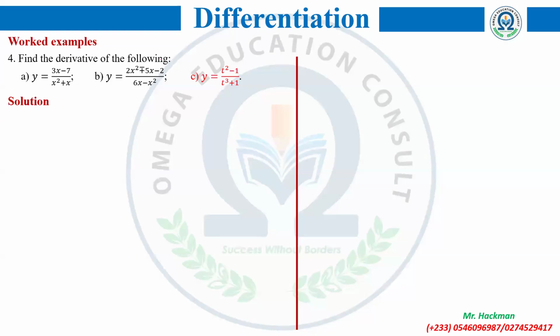Find the derivative of the following. So I'll write 4, major question number 4, minor question number A. What are we given? y is equal to 3x minus 7, all over x squared plus x. So once again, the nature of the question, I'm talking about how this statement is given. You are asked to find the derivative of the following.